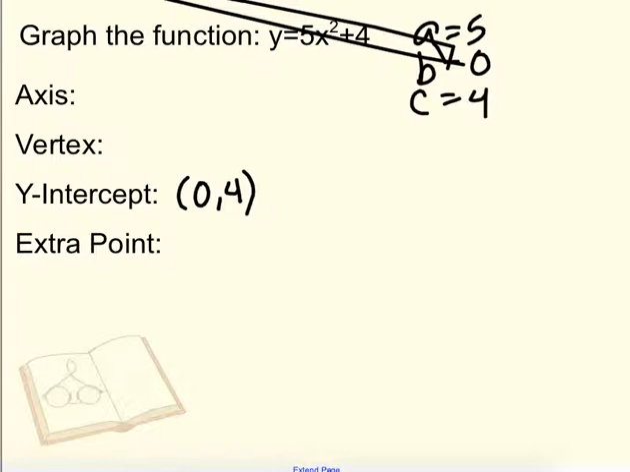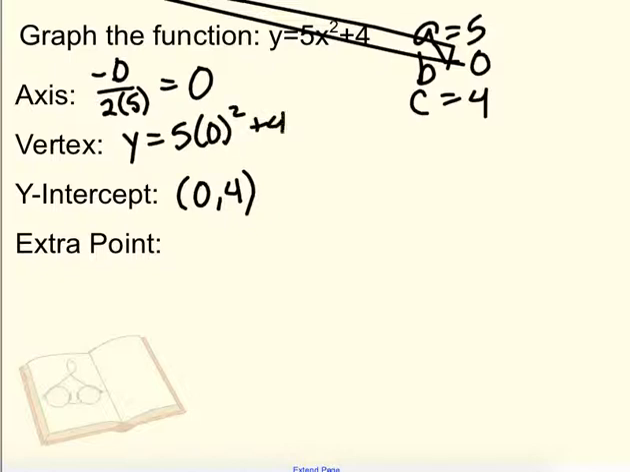And our vertex comes from our axis, so we do negative b over 2a, negative 0 over 2 times 5, which means I get 0 divided by 5, which is just 0. So we plug that into my equation just like normal to say y equals 5 times 0 squared plus 4, which is really, once again, just 4. So I have my vertex at the same point as my y-intercept, 0, 4.